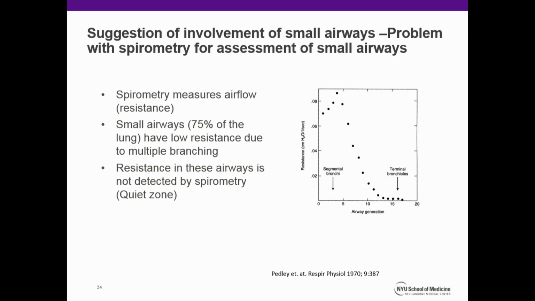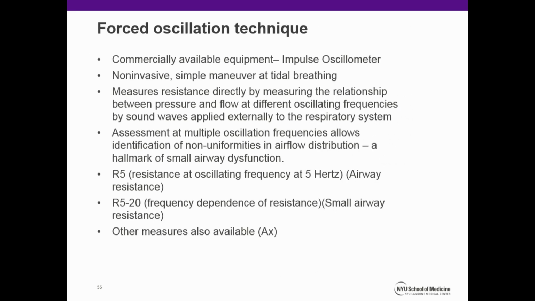And we then sought collaboration with a group with our physiologists, Ken Berger and Roberta Goldring, who taught us all that, in fact, spirometry doesn't really measure the smaller airways, that these really are in the quiet zone, and we needed to do something else to detect abnormalities in the small airway. And so at that time, there was a commercially available impulse oscillometer. You heard a little bit about this today, where one can do what's called forced oscillation evaluation. That's a non-invasive, simple maneuver at tidal breathing, and it measures resistance directly by measuring the relationship between pressure and flow at different oscillating frequencies.